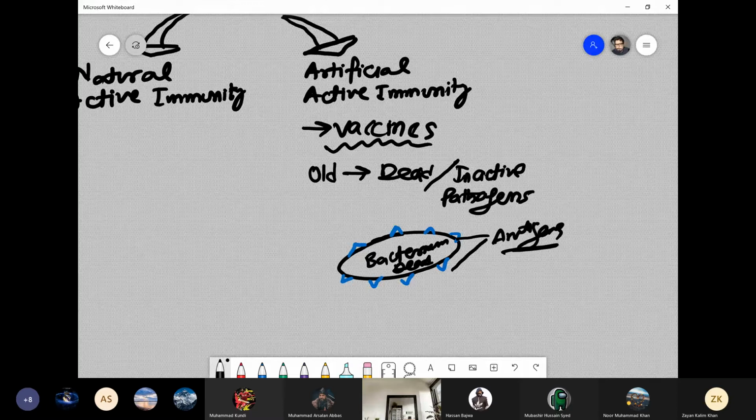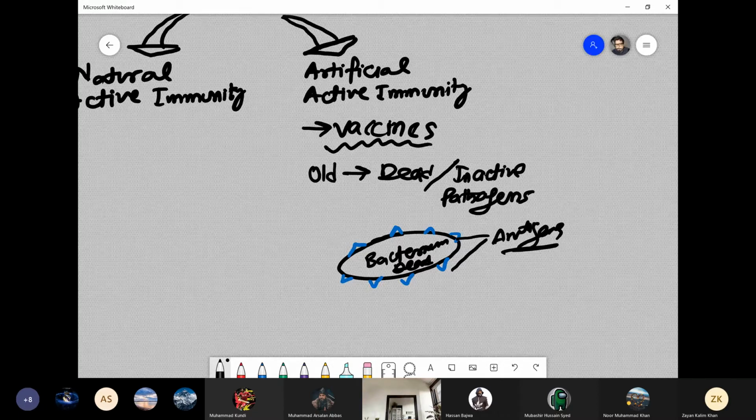Now, if next time a live pathogen of the same type enters the body, the antibodies are there and memory cells are also there. So what will they do? They will act against it. They will destroy the pathogen right away and the person will not become sick. All right. So now this is the active immunity.